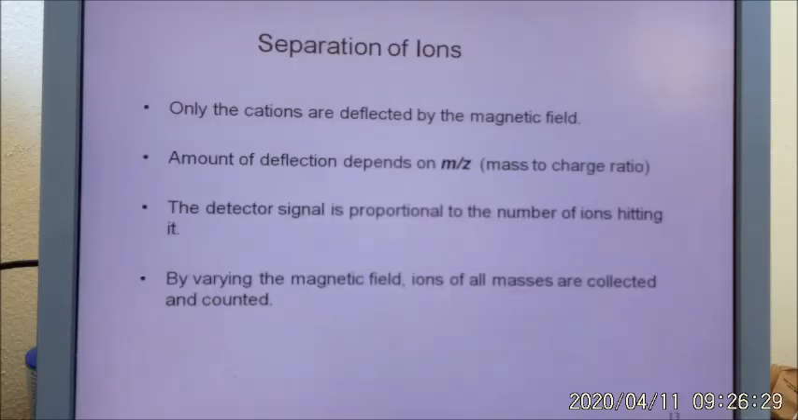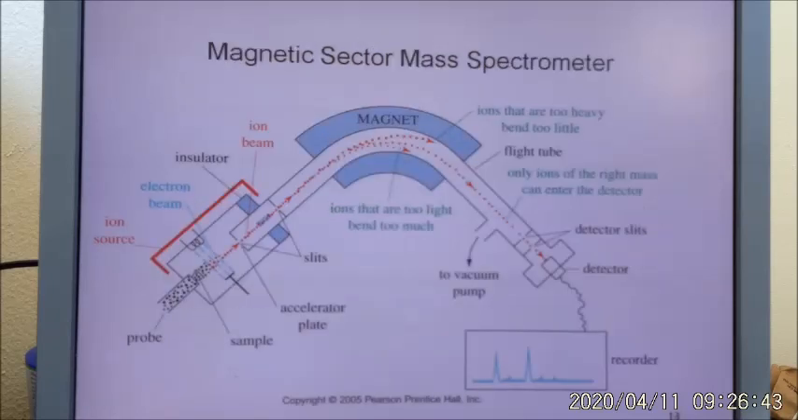Okay, separation of ions, we talked about that for the magnetic sector and the deflection. Again, we're just repeating how we detect our mass to charge ratio and the intensity of our ions. So it fragments, flies through, and we detect it. So let's take a look.